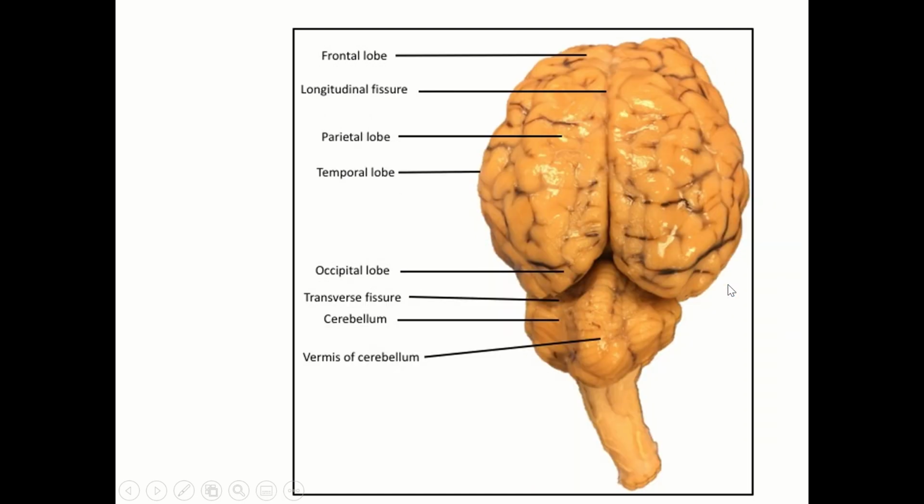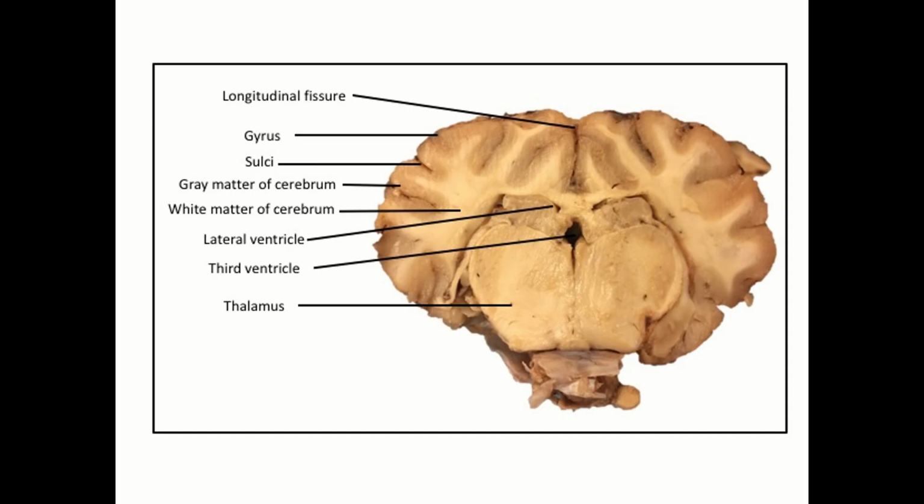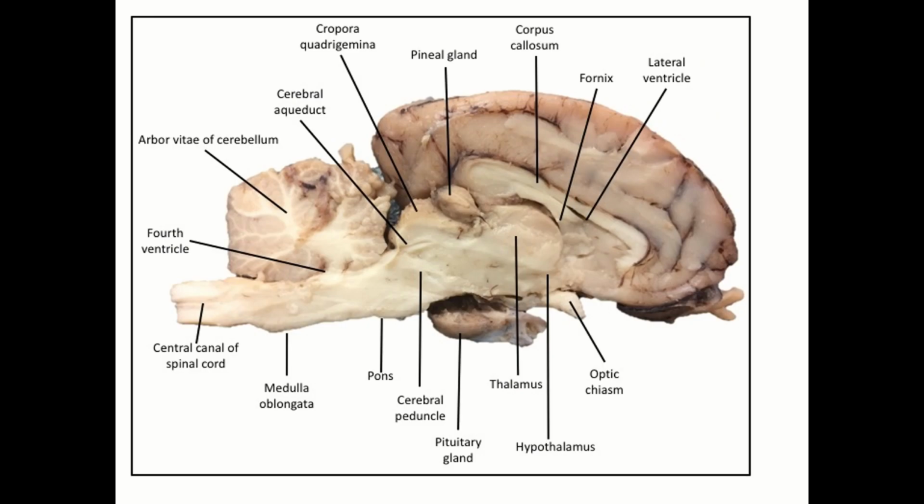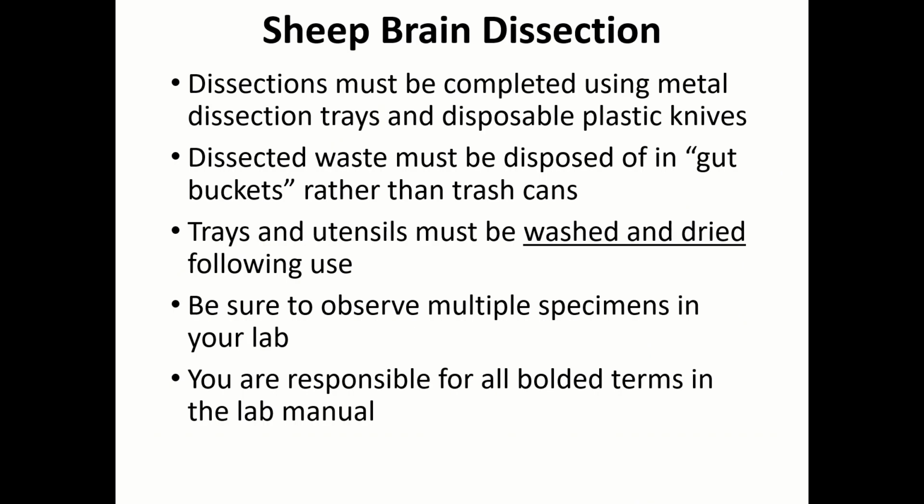Here is a superior view of the whole sheep brain. Here is a coronal section of the sheep brain, and here is a sagittal section of the sheep brain. Make sure that you are completing these dissections with your metal dissection trays and disposable plastic knives. All dissected waste must be disposed of in our lovely gut buckets rather than in trash cans and should not be placed in the sinks. Make sure that all trays and utensils are washed and dried following use, and be sure to observe multiple specimens throughout the dissection in your lab.